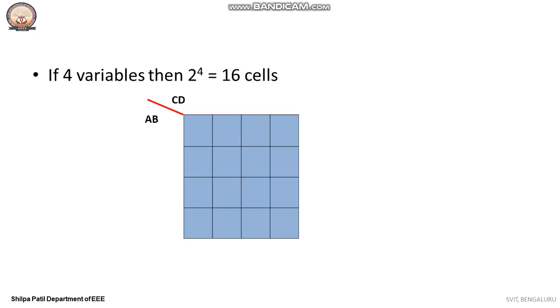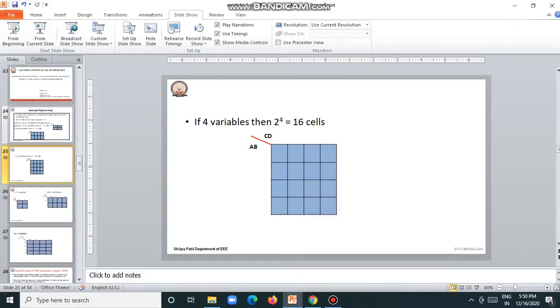So now we know how many cells we need to use. Now we will discuss how to number these cells. I want to enter the values in the cells using the truth table, and before that, I should number the cells. Numbering of the cells is done like this.